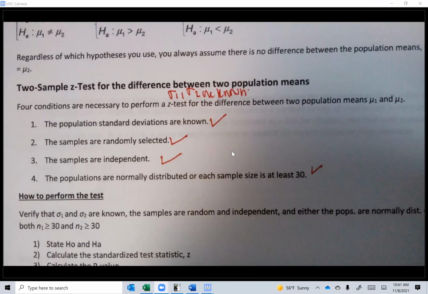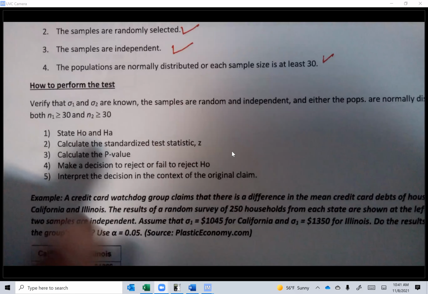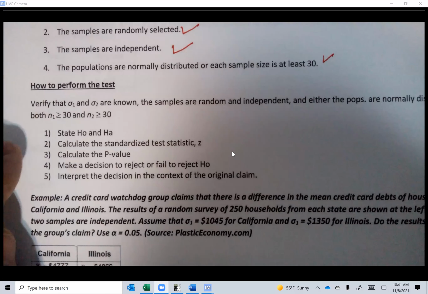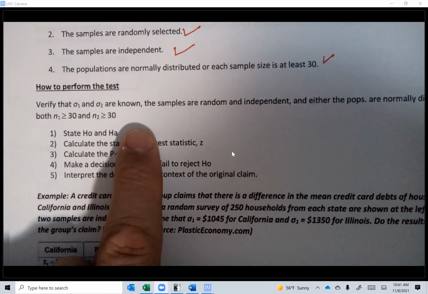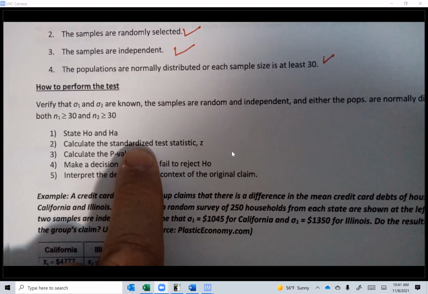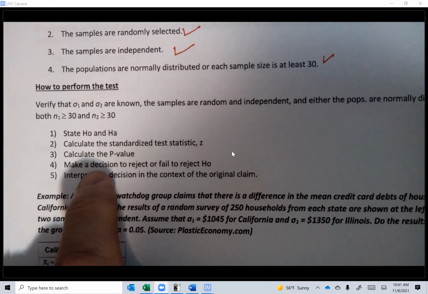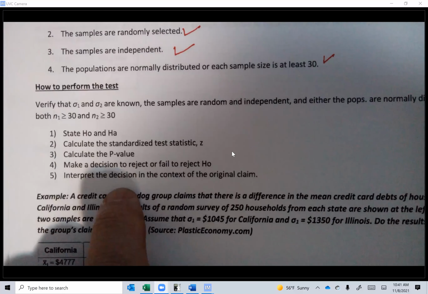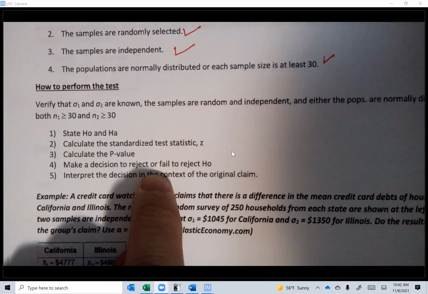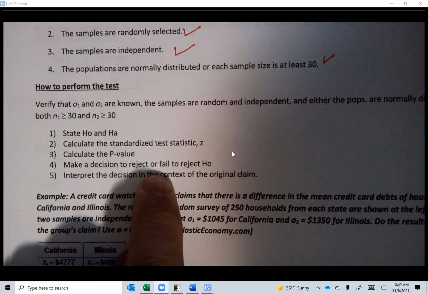How to perform the test. Verify the 4 requirements. And then look, guys, is this something that rings a bell? State H0 and HA. Calculate the test statistic Z, just like section 7.2. Calculate the p-value. Make a decision to reject or fail to reject the null hypothesis. Interpret the decision in the context of the original claim. That's it. So, let me show you guys how to perform a 2-sample Z-test comparing 2 means.